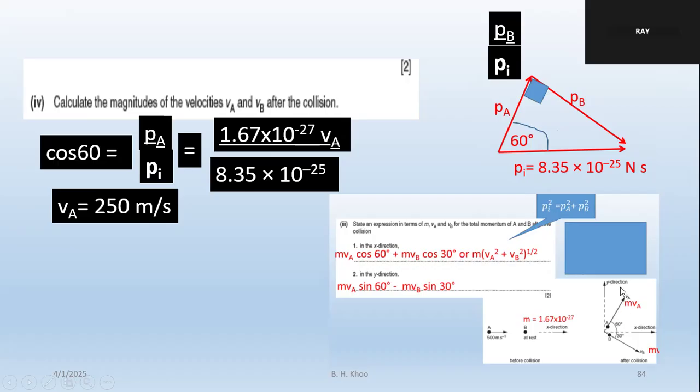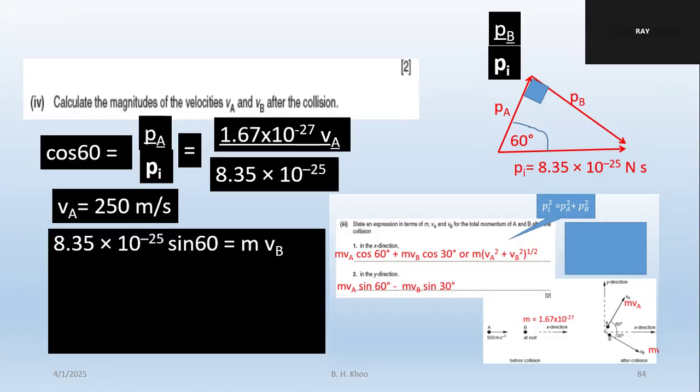Any comment? Anything not clear? Got it, okay. Then you resolve the other component. Either you use this picture or use the component method. Use the original that you have derived or use the Pythagoras theorem. This one is sine, further away. So PI sine 60 equals m VB. So VB is 430.